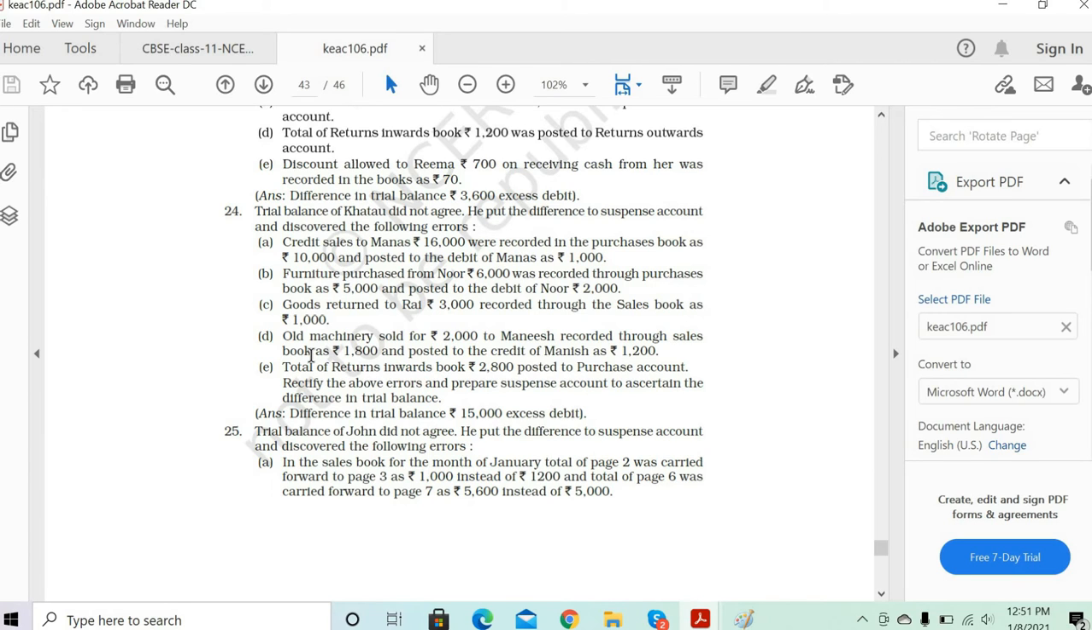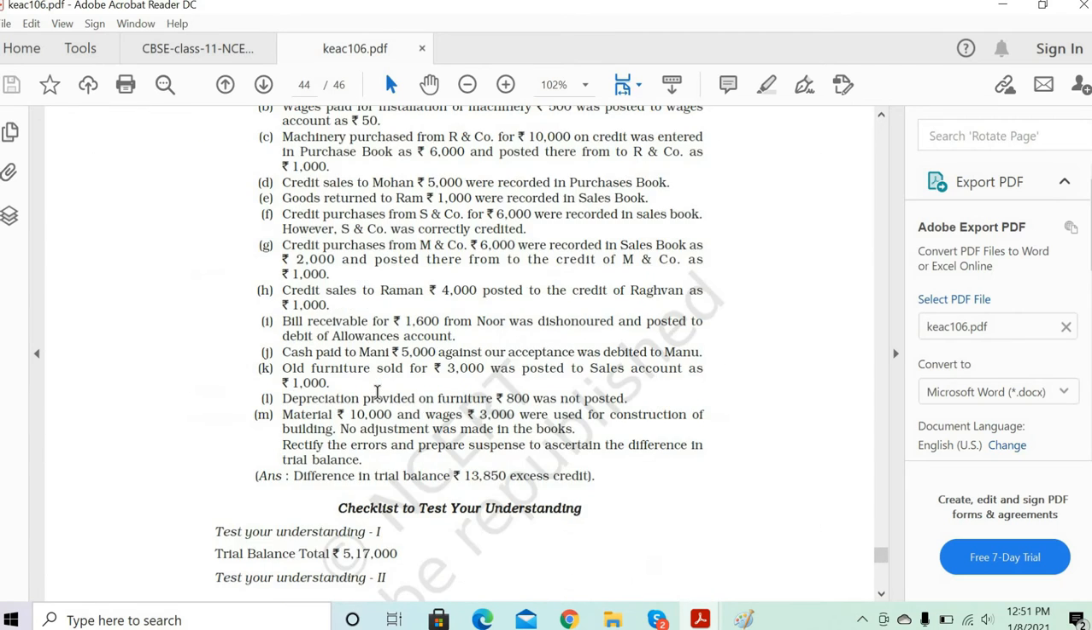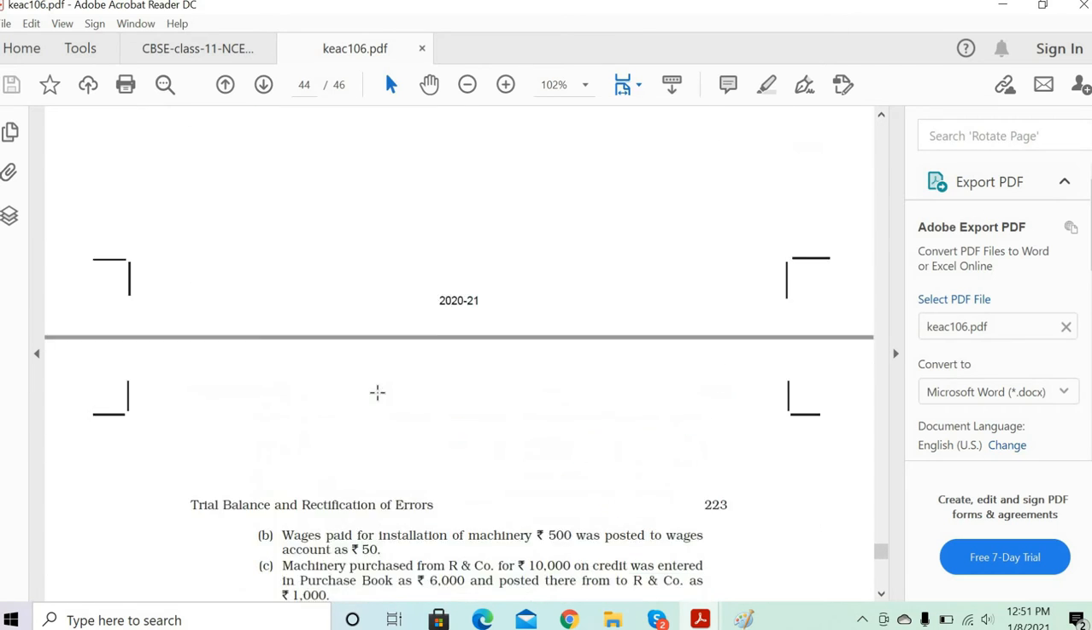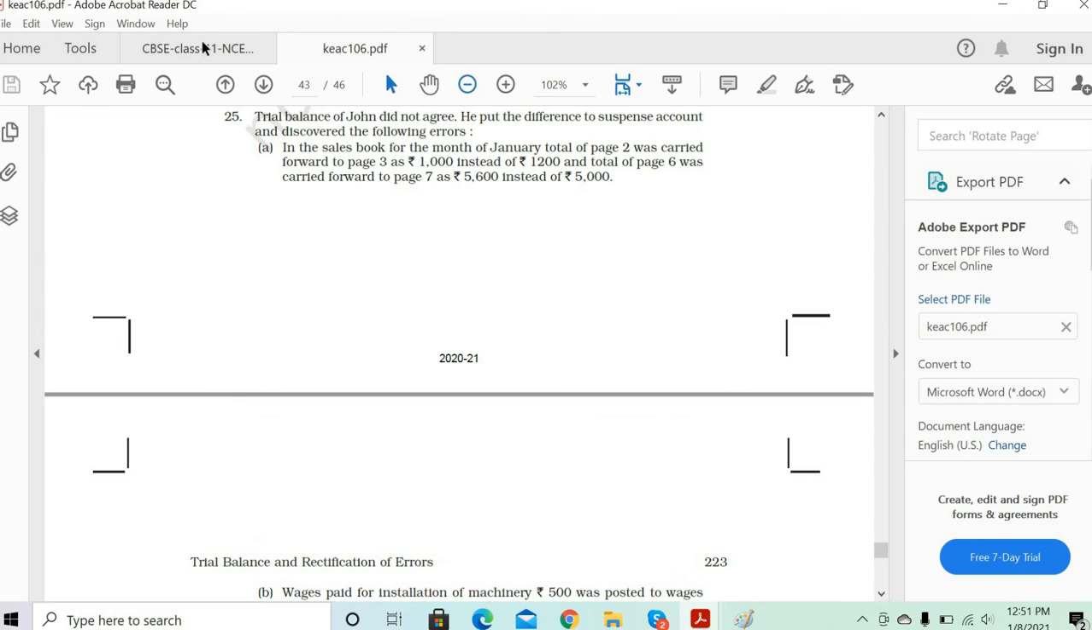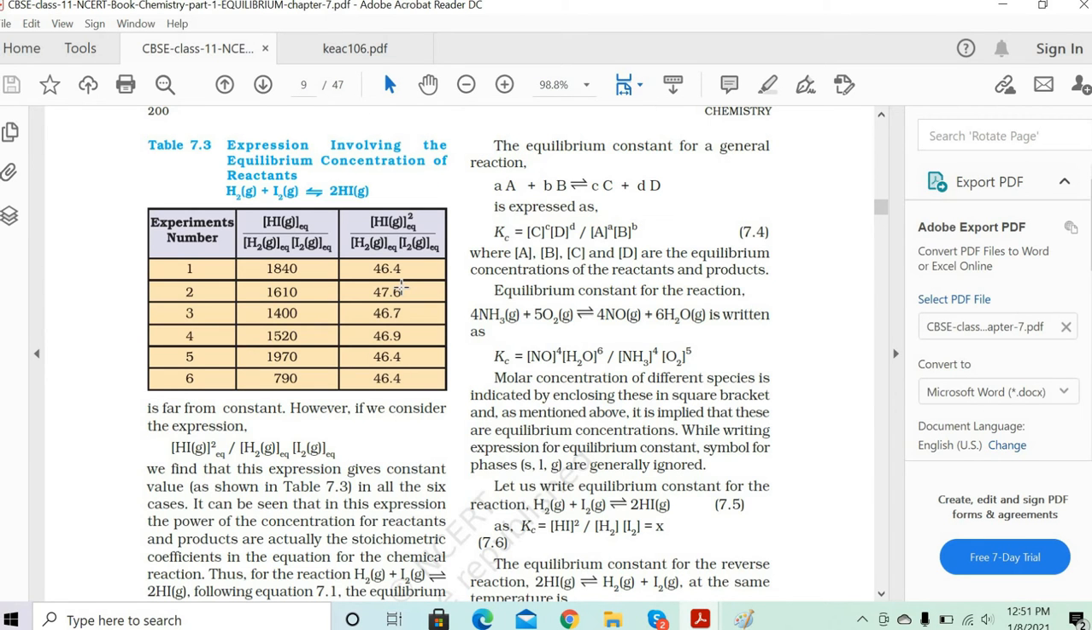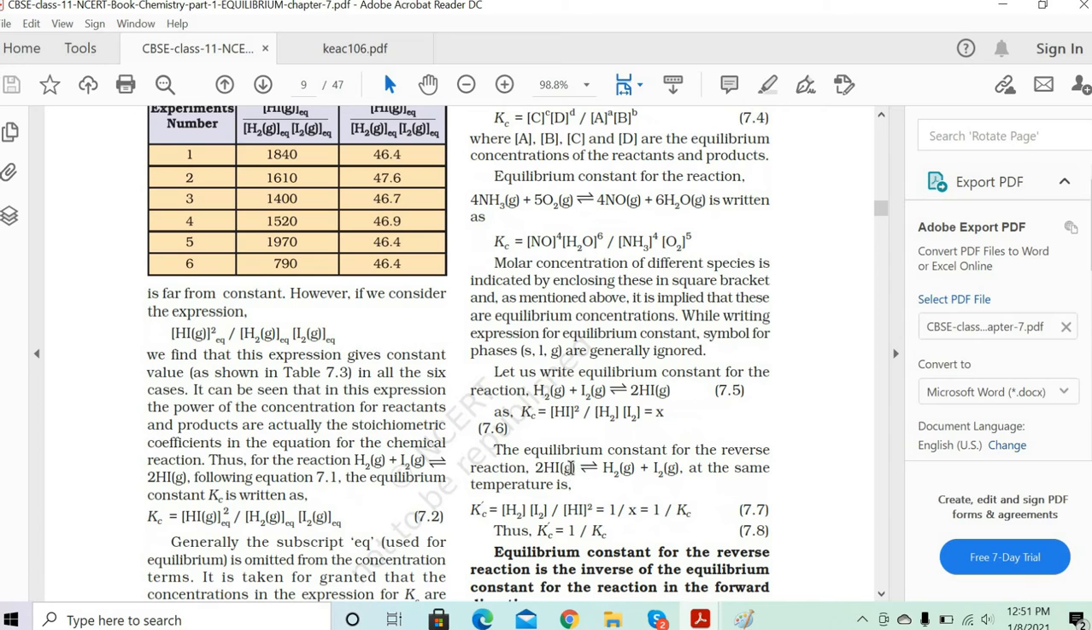Understood this part? Yes, sir. Okay, go to 25th now. Let's do the 25th question now. Yes, sir. Vijay, have you written this part now?